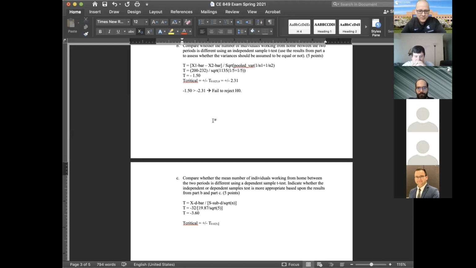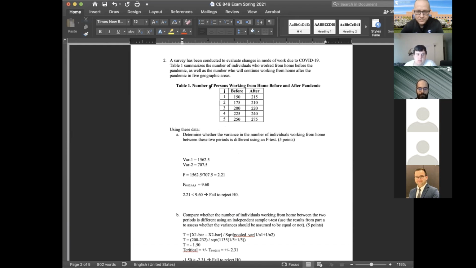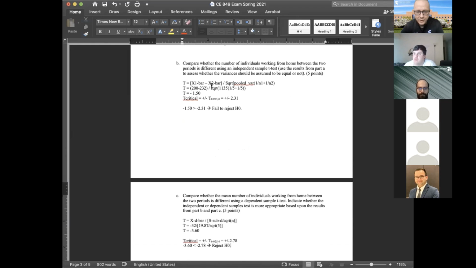So 4 degrees of freedom, so just n minus 1 in this case. And so in that instance, we'll find that our critical value is plus or minus 2.78. And so negative 3.60 is less than negative 2.78. There we go. We reject the null, and we claim then that there is a difference between those samples and that the pandemic did have an impact.